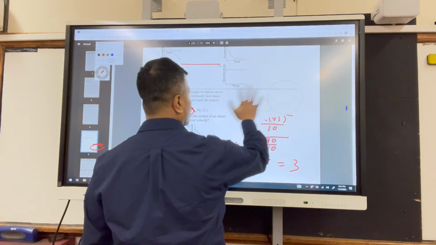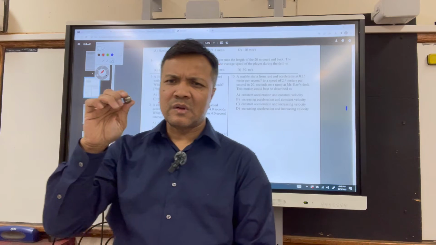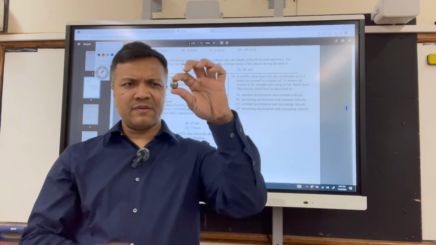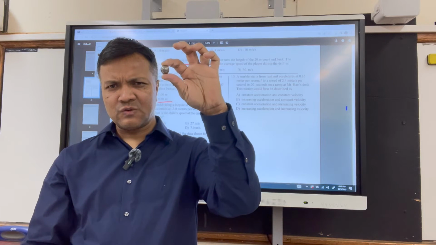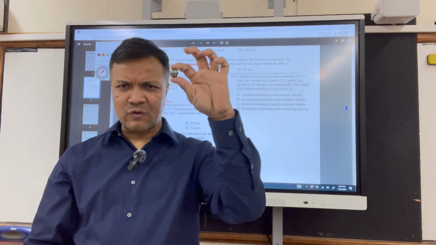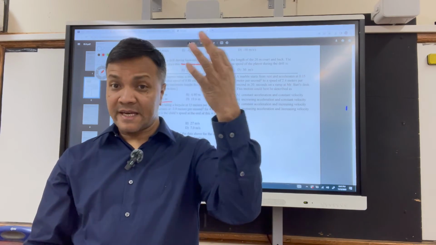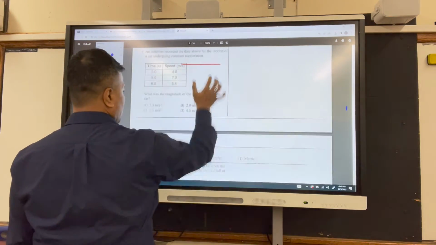Pretty straightforward. If I drop an object, at 1 second it can fall 5 meters, at 2 seconds it can fall 20 meters, at 3 seconds it can fall 45, at 4 seconds it can fall 80, and so on. Okay, good. That takes us to problem number 16.